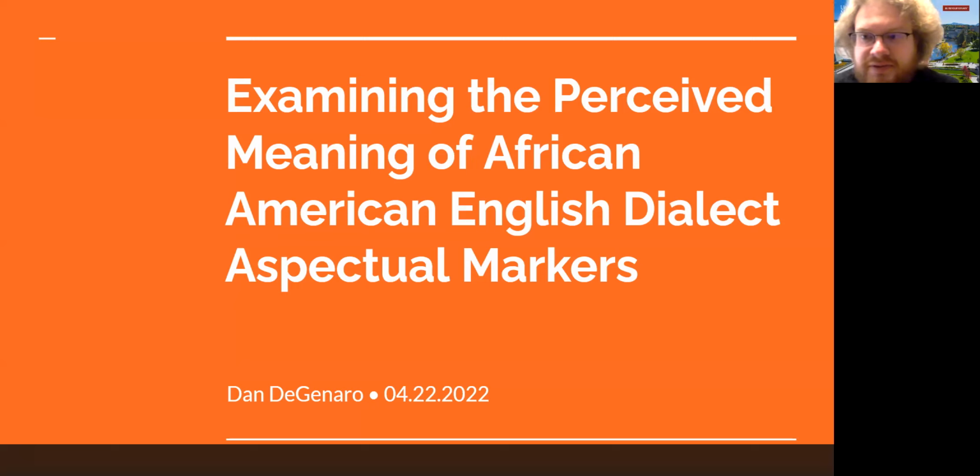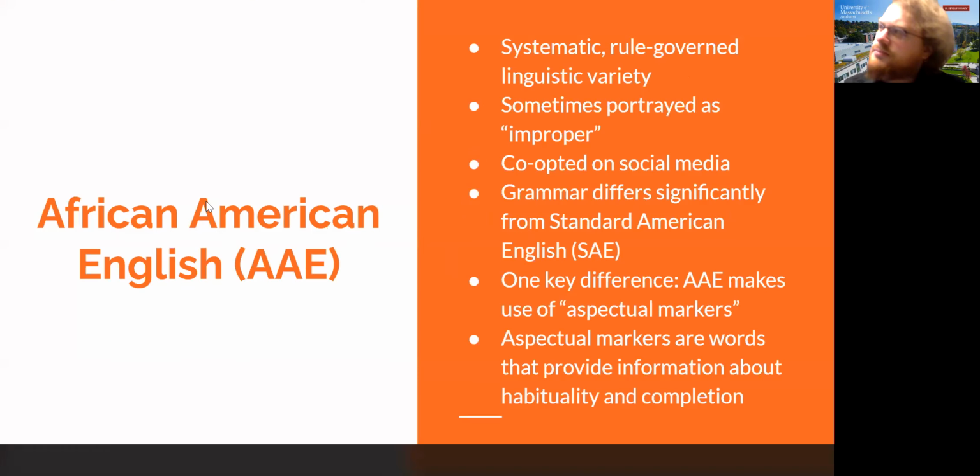I'm a junior at the University of Massachusetts Amherst, and I'll be presenting my research examining the perceived meaning of African American English dialect aspectual markers. African American English is a systematic, rule-governed linguistic variety, sometimes portrayed as improper, sometimes portrayed as broken English. These are not accurate. It's often co-opted on social media, especially by younger people. Its grammar differs in some really significant ways from Standard American English.